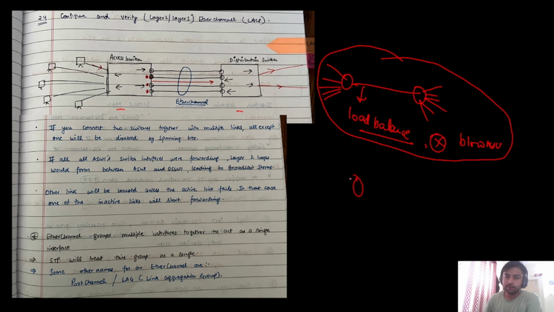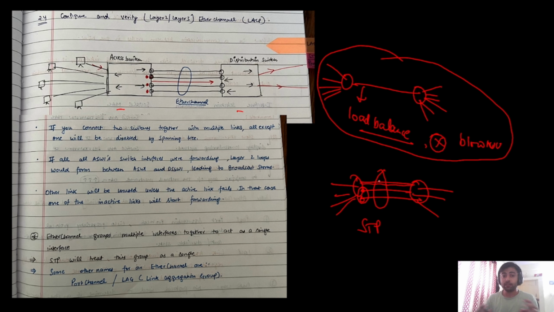And let's say if we try to put three cables between these switches, then also STP, spanning tree protocol, will be blocking two of the links on the non-root switch. That means only one cable will be used at that time also. So we need to implement the grouping of these three cables to consider them as one cable, one logical cable, and that is what EtherChannel is.